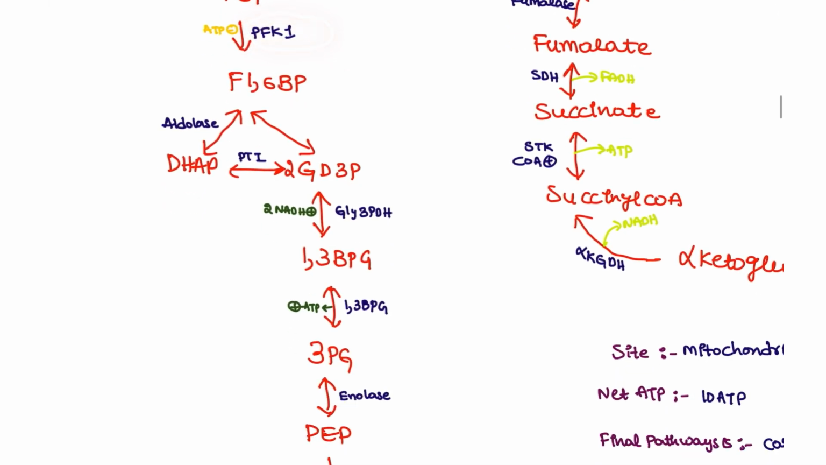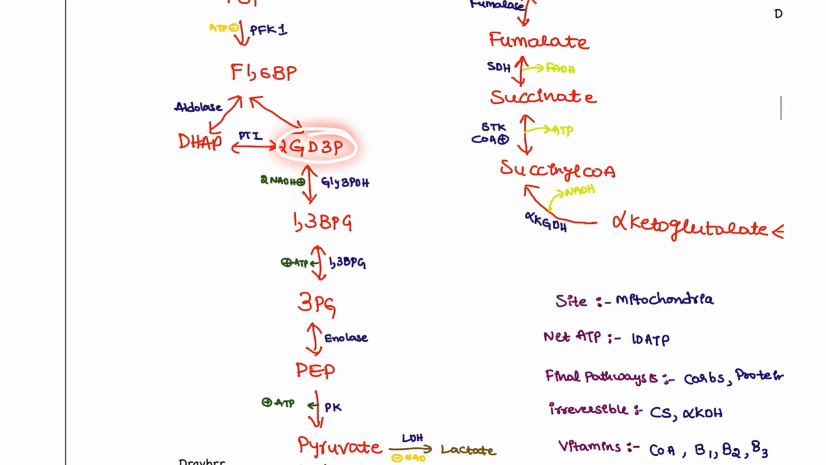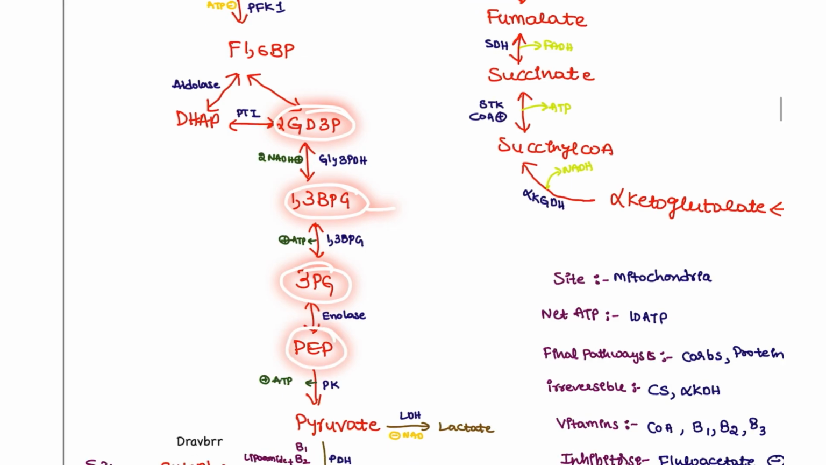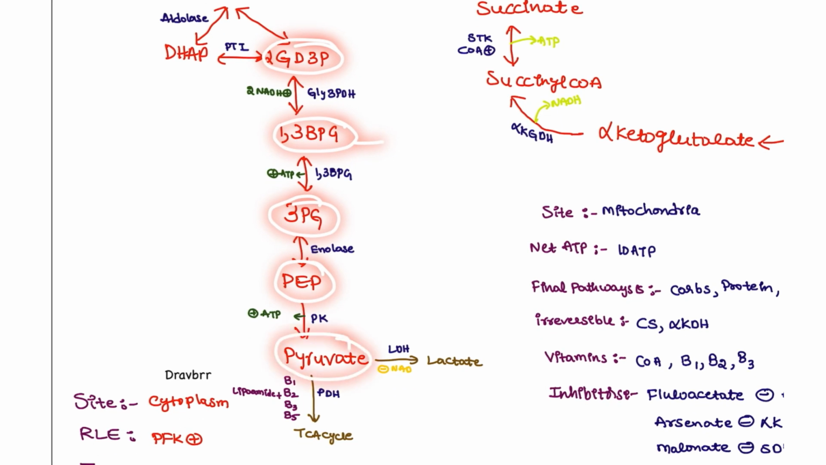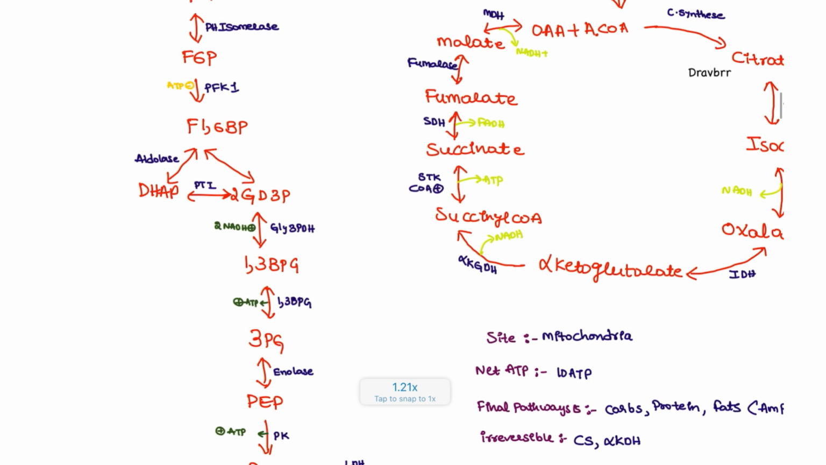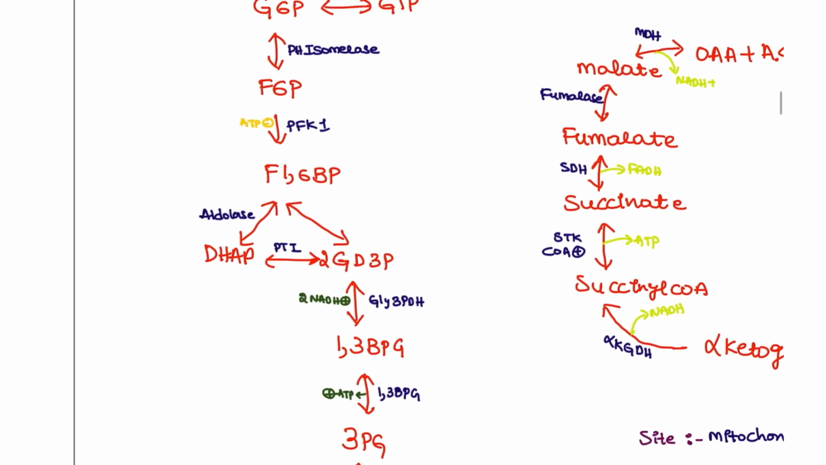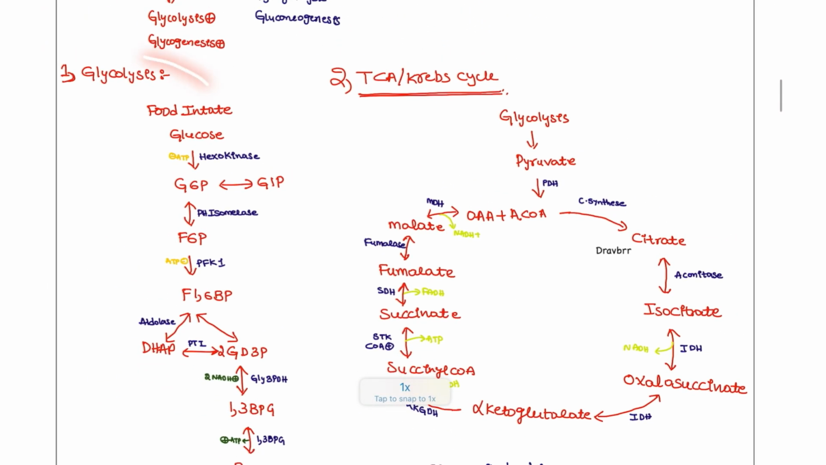This step is very important because this is the rate limiting step. Overall, glyceraldehyde is converted to 1,3-BPG, bisphosphoglycerate, then 3-phosphoglycerate, phosphoenolpyruvate, and pyruvate. So this cycle continues until the energy is produced. I don't want you guys to remember the entire cycle of glycolysis, whereas the TCA cycle.